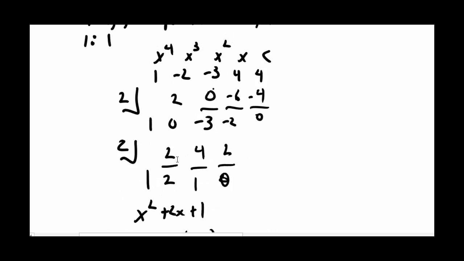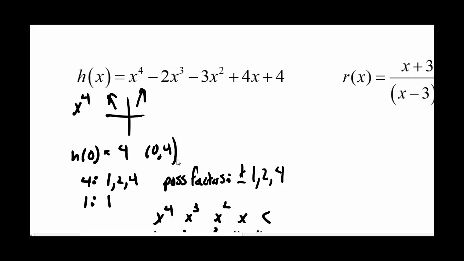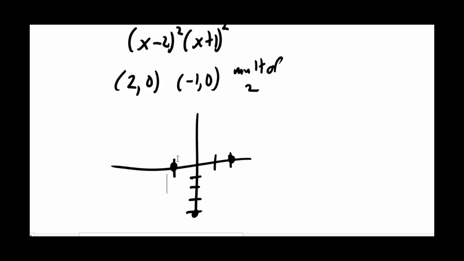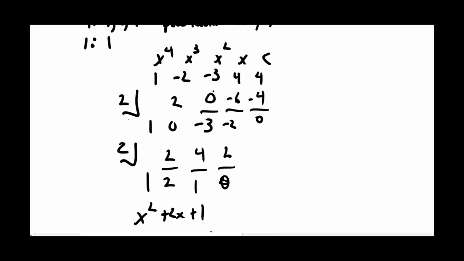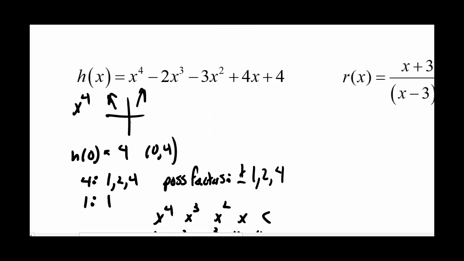We said it touches at 2, and at -1. We also said it's even multiplicity or even end behavior, so it's going to have to come out first and second. And we also said that it bounces off of this. Let's see.